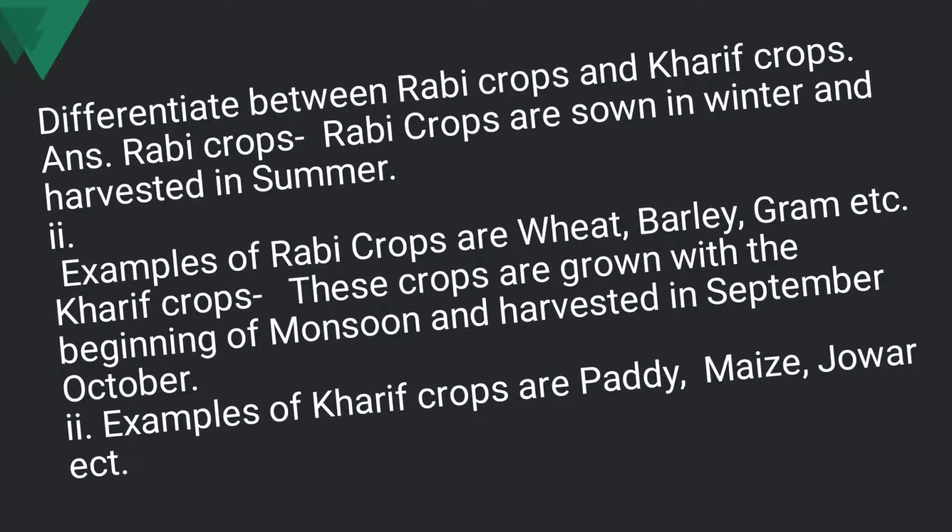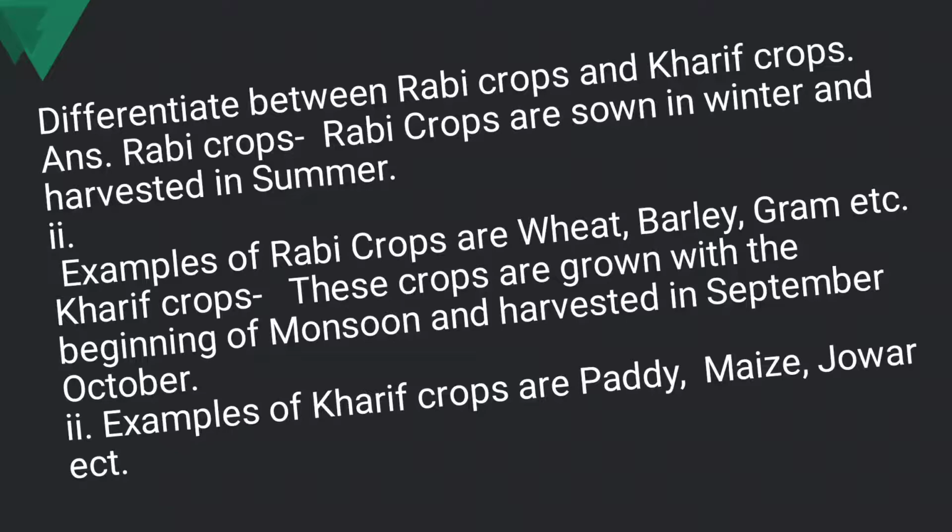Moving ahead with the third question. Differentiate between Rabi crops and Kharif crops. First of all, we will discuss the Rabi crops. Rabi crops are sown in winter and harvested in summer. Examples of Rabi crops are wheat, barley, gram, etc. Now, Kharif crops. These crops are grown with the beginning of monsoon and harvested in September, October. Examples of Kharif crops are paddy, maize, jowar, bajra, etc.